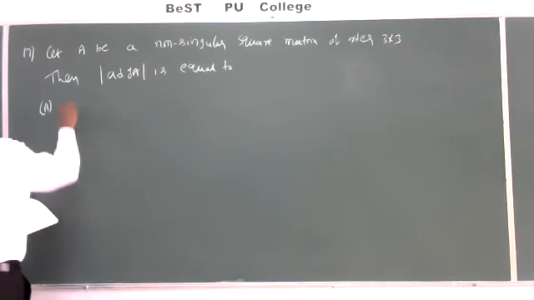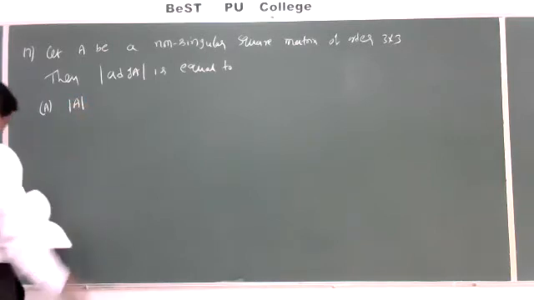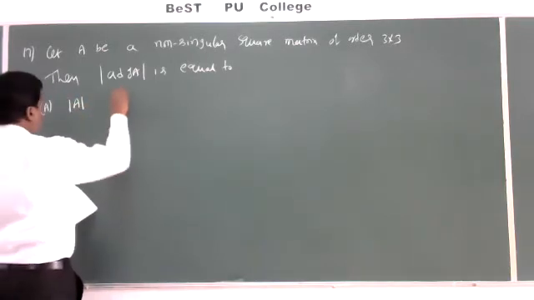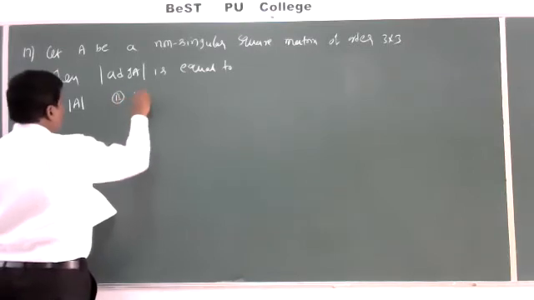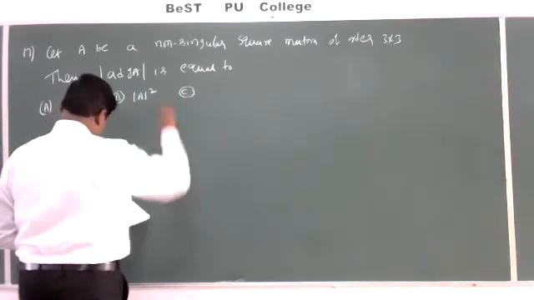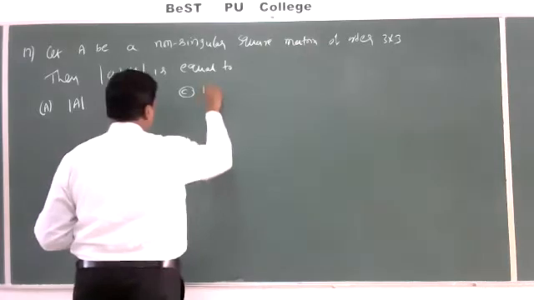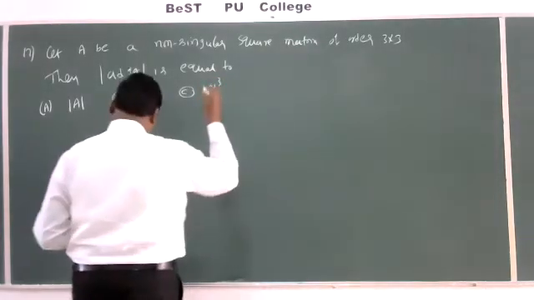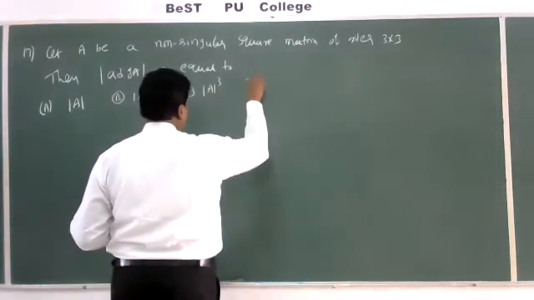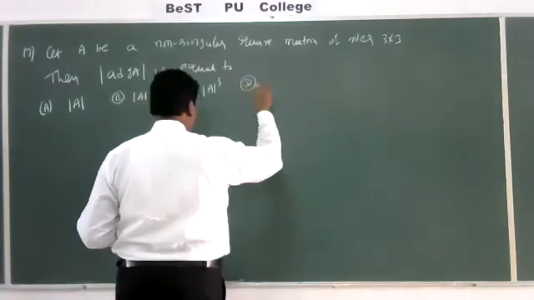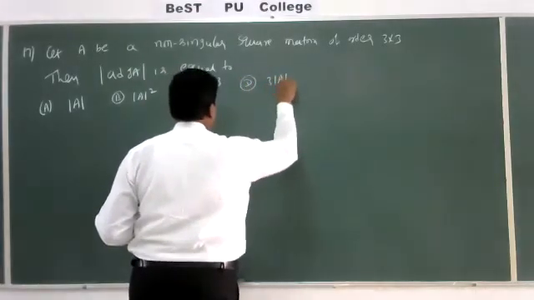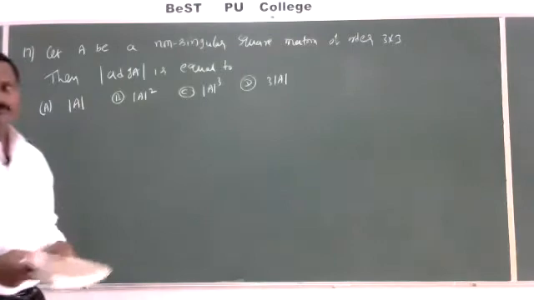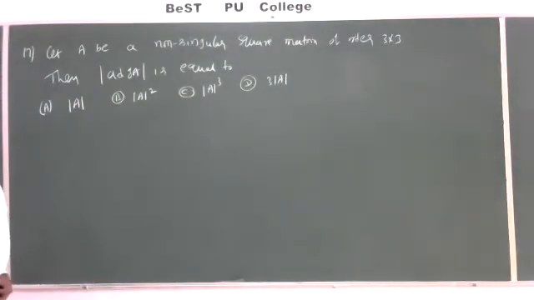This is an objective question, a 1 mark question, important, and this model also. The options are: det A whole square, det A cube, 3 into det A. Let A be a non-singular square matrix of order 3 by 3, then the determinant of adjoint A.